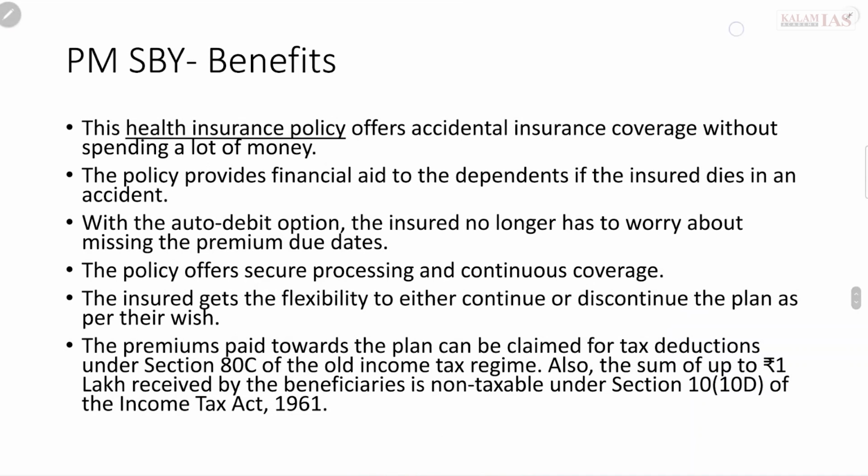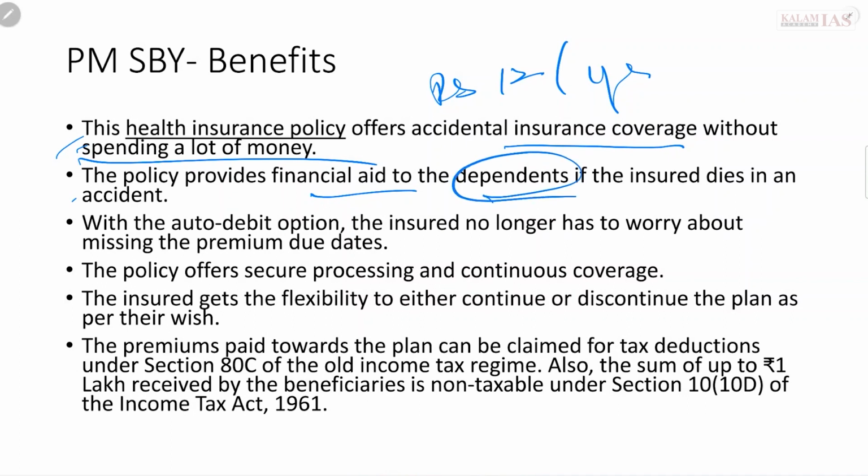Okay. So let's discuss first the benefits of the Suraksha Bima Yojana. First, this insurance policy offers accident insurance coverage without spending a lot of money. You're only spending rupees 12 every year. The policy provides financial aid to the dependents if the insured person dies. So in case of death, there is a guarantee that the dependents will at least receive some money.